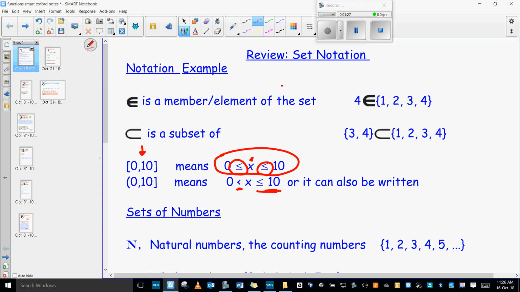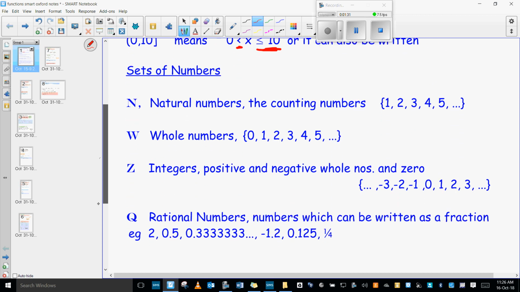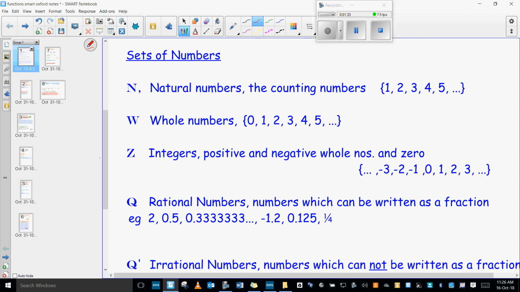All right? Sets of numbers. Now, you may or may not be very familiar with these. You should recognize them. And N, these natural numbers, so counting numbers. Okay, so they are whole numbers, but notice they are not negatives. All right, and it also does not include 0. So 1, 2, 3, 4, 5, 6, 7, 8, 9, 10, they are the natural numbers. Whole numbers does include 0.